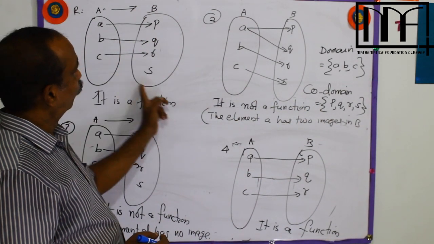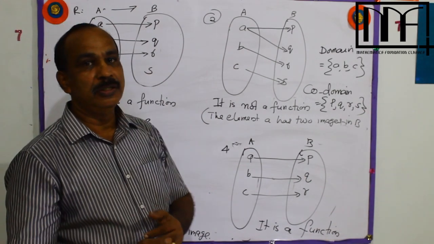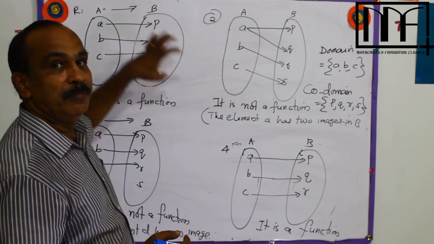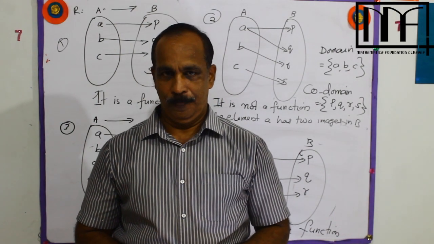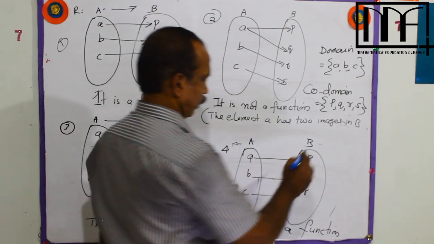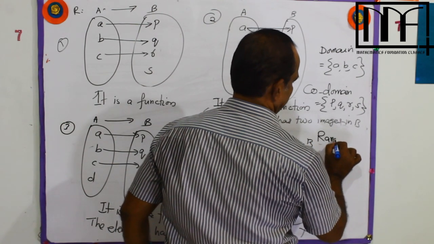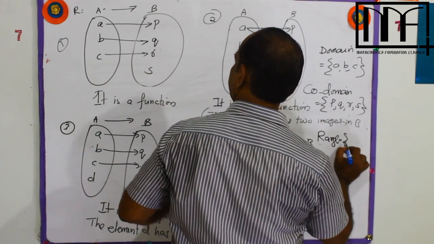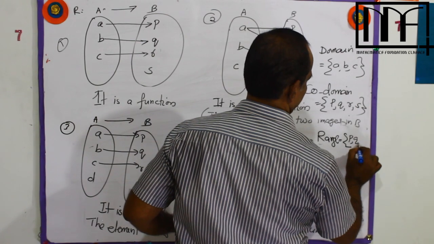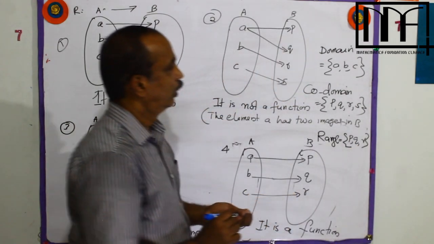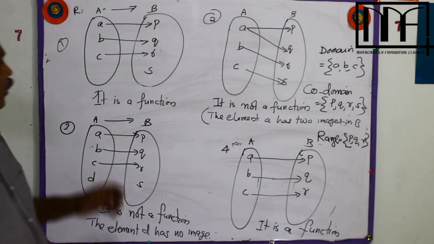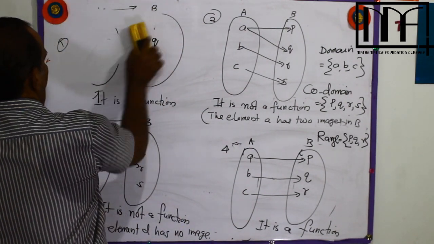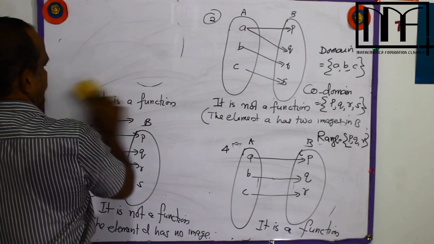The codomain will have all the elements, but the range is only the elements which are images of the non-empty set A. So the range here, in this case, is P, Q and R only. This is about domain, codomain and range. Next we are going to learn the types of functions.